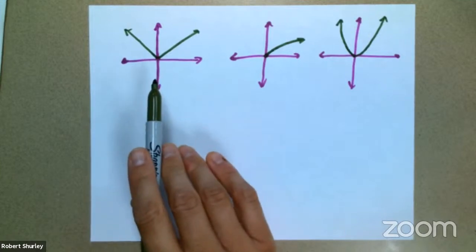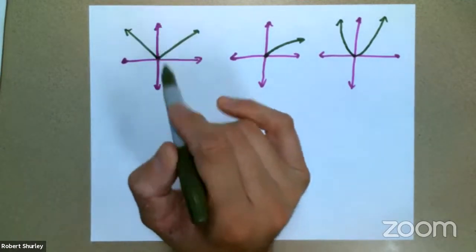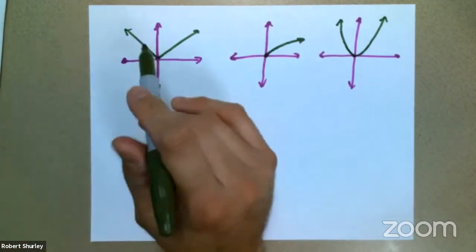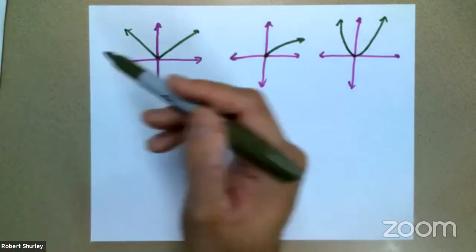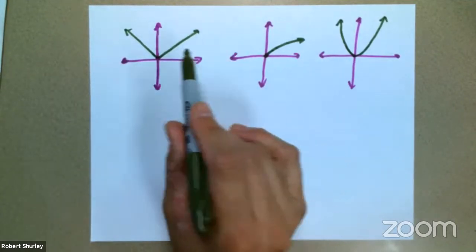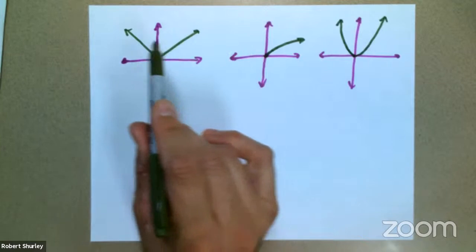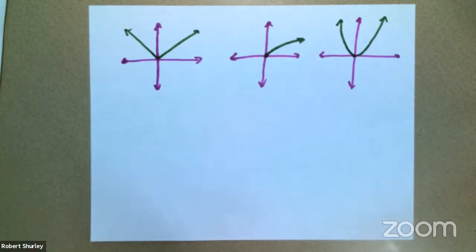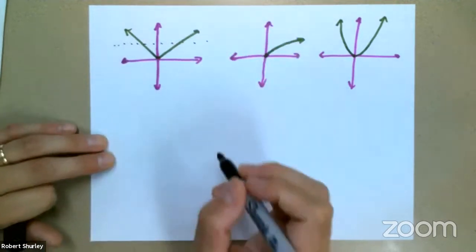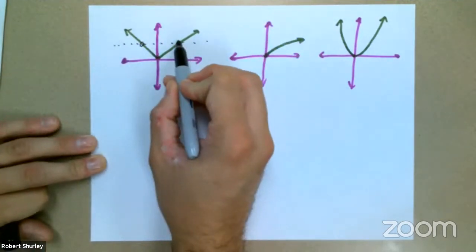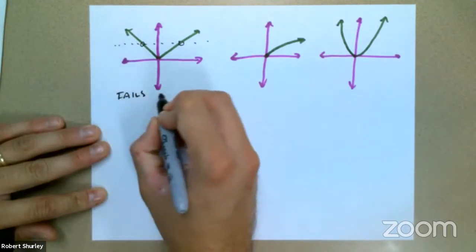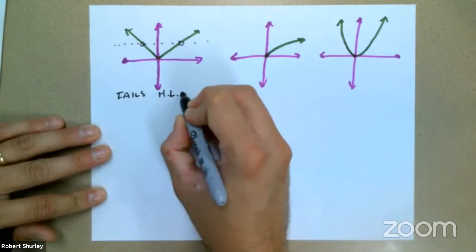Now, if you look at this first one, to be one-to-one, you've got to pass the vertical line test and the horizontal line test. Notice that the absolute value function does not pass the horizontal line test. If I drew an imaginary horizontal line, like right there, you'll see it crosses more than once. So I'm going to put under here, fails horizontal line test.